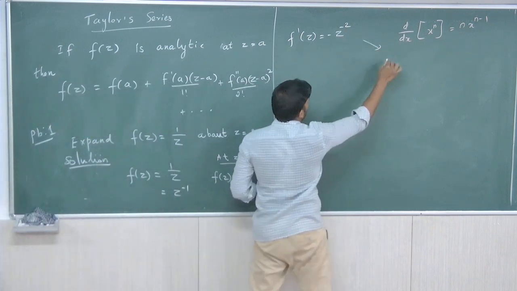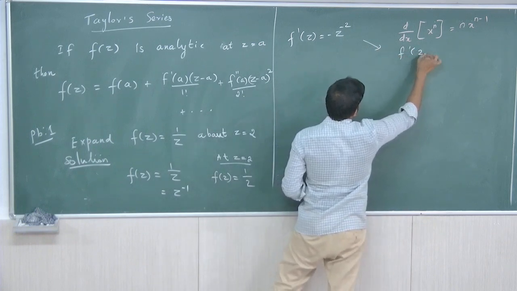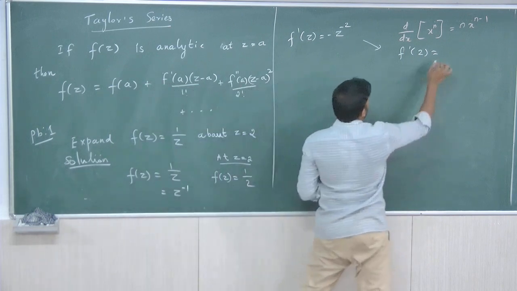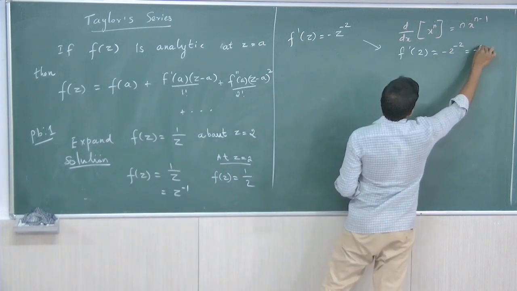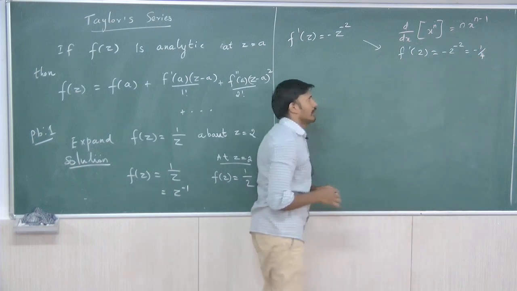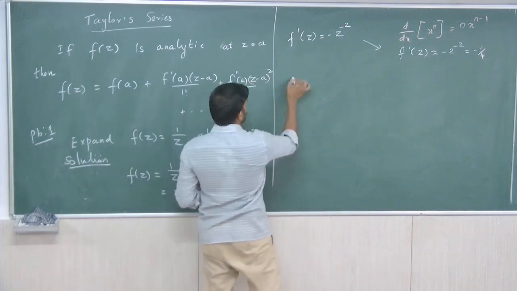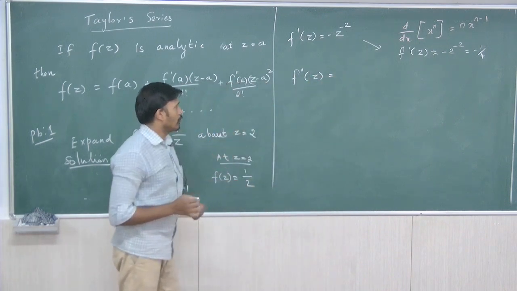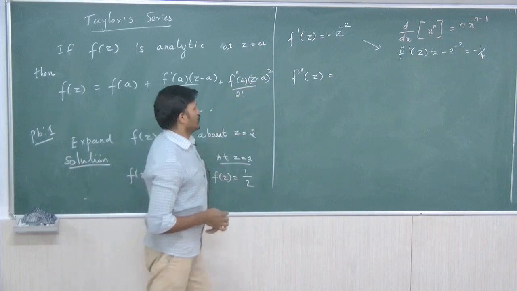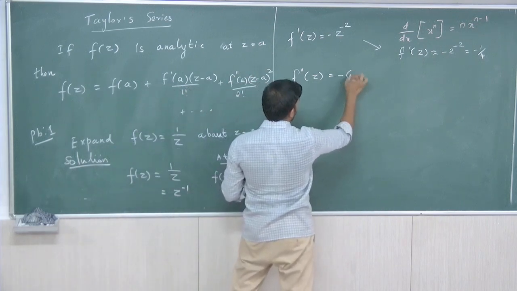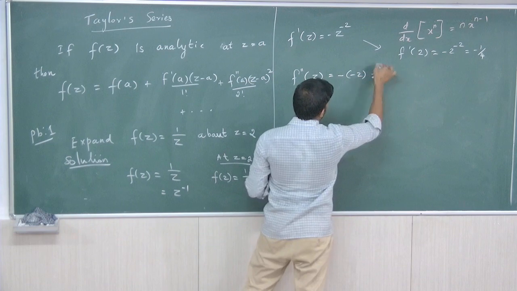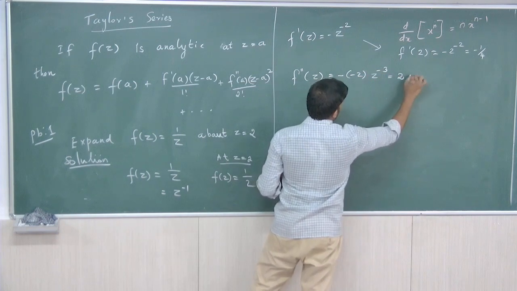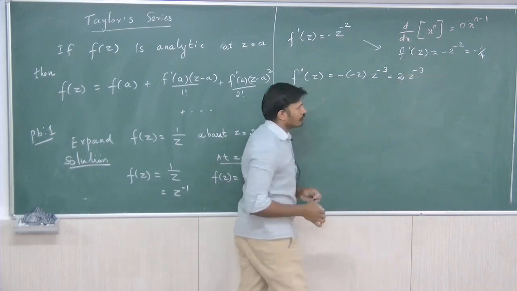From this derivative, try to find f dash of 2. From that you get minus 2 power minus 2, equal to minus 1 by 4. Next one is f double dash. So again try to differentiate. From that you get minus of minus 2 z power minus 3, which is equal to 2 z power minus 3.